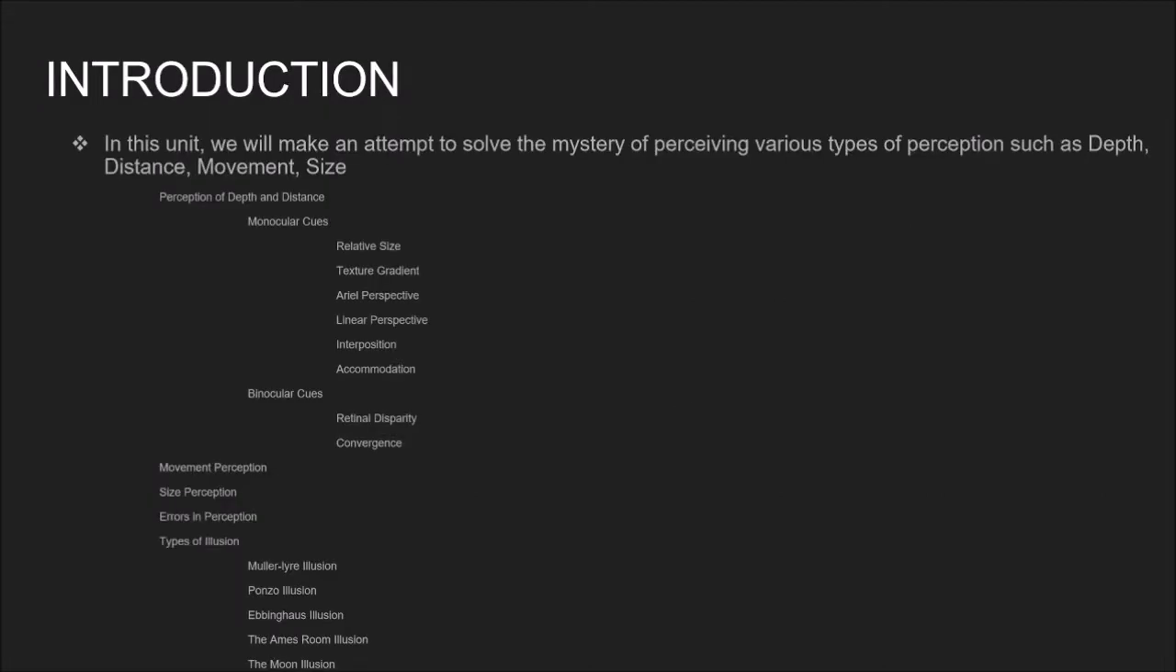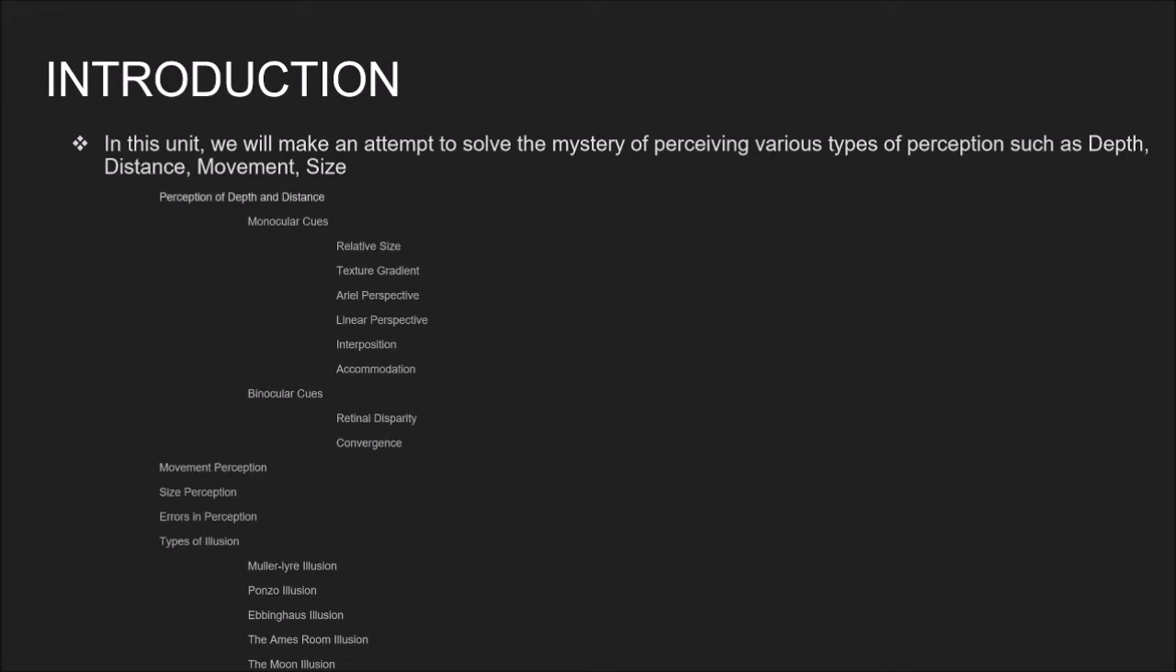Introduction. So in the previous unit, we studied the meaning, nature and laws of perception. In this unit also, we will continue with the topic of perception. Since vision seems an effortless process, we often take this process for granted. However, in reality, the process of perceiving color, shape, form, and movement is not simple. In this unit, we'll make an attempt to solve the mystery of perceiving various types of perceptions such as depth, distance, movement, and size. Further, we will see what are various types of errors in perception and how different types of illusions affect our process of perception.